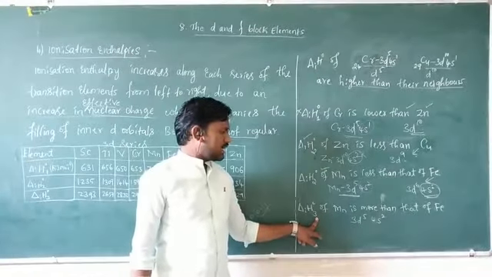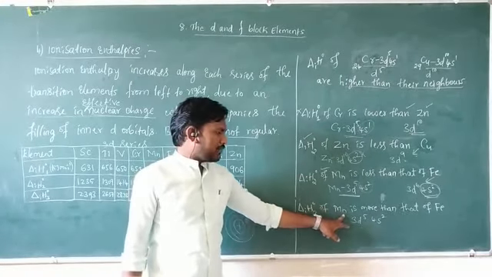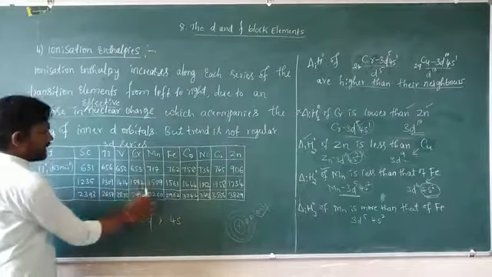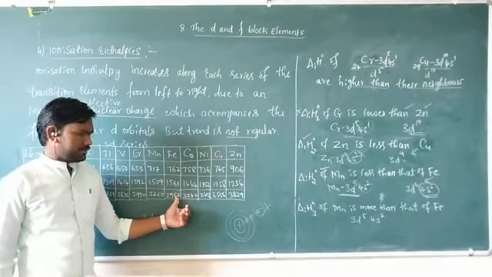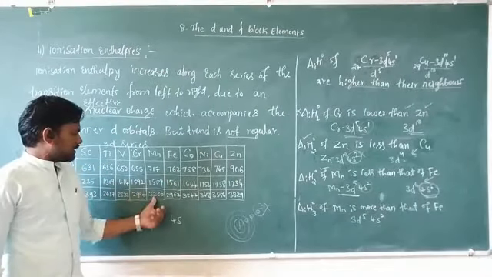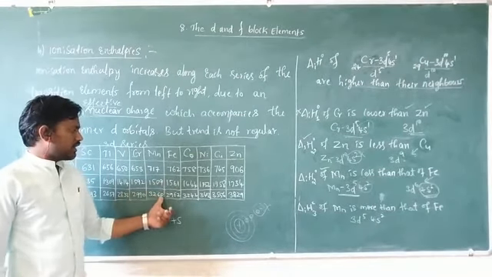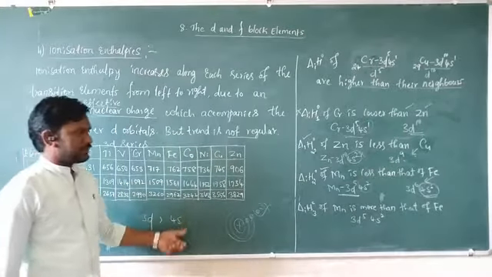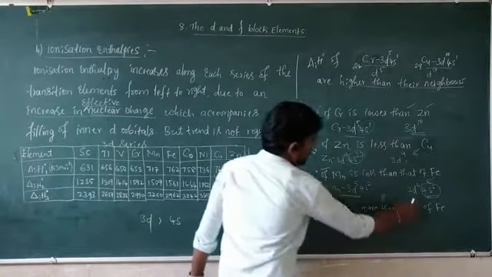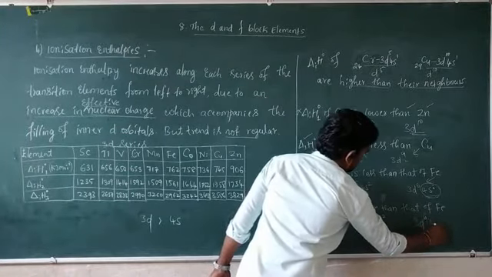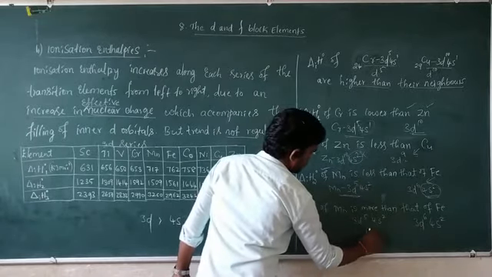Last one, third ionization enthalpy, 3 electrons. Third ionization enthalpy of manganese, 3260, is more than that of iron. Manganese has a higher value compared to iron, because for manganese it is 3d5 4s2, and for iron 3d6 4s2. If you remove 3 electrons, manganese forms 3d4.